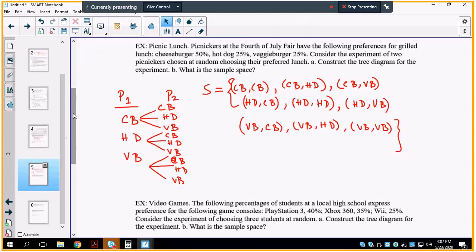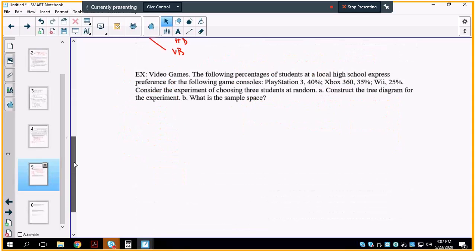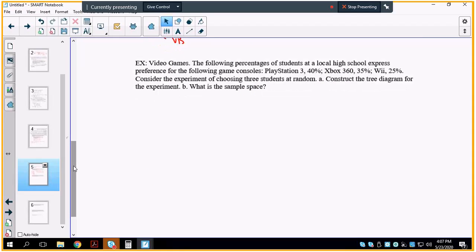A similar tree diagram question again. This time, video games. The following percentages of students at a local high school express preference for the following game consoles. PlayStation 3, 40%; Xbox 360, 35%; and Wii, 25%. Consider the experiment of choosing 3 students at random. Construct the tree diagram for the experiment. What is the sample space?